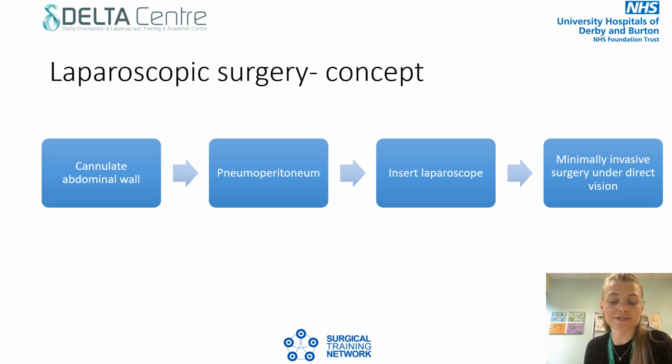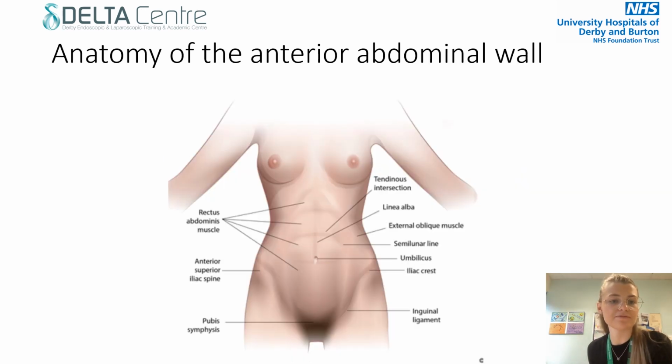After that, a laparoscope is inserted, which is a camera that allows direct visualisation of the abdominal cavity. So this clear visual is created, and the surgical procedure can be performed using laparoscopic equipment. This technique is used in many specialties, but it's most utilised in gynae, but also surgeries such as lap choles, colectomies, etc. So just to talk briefly about the anatomy of the anterior abdominal wall.